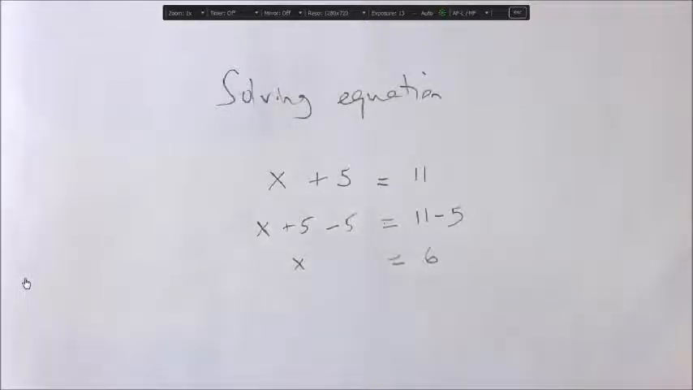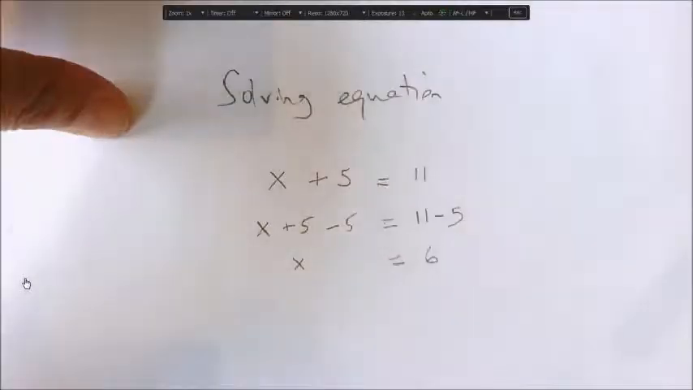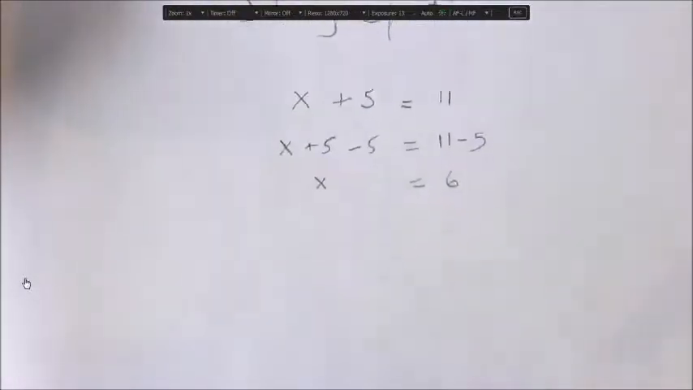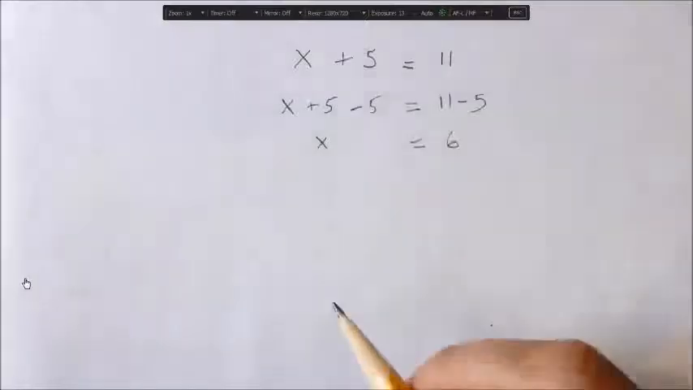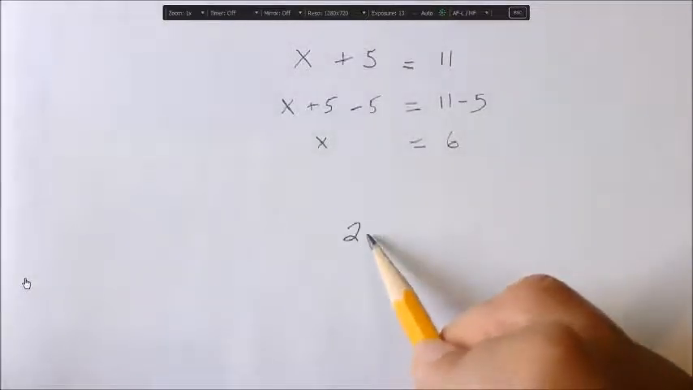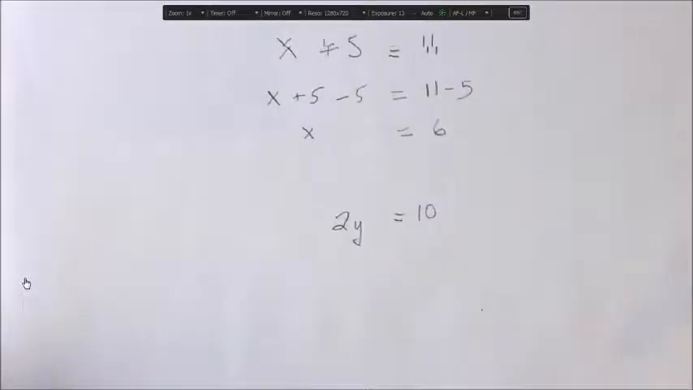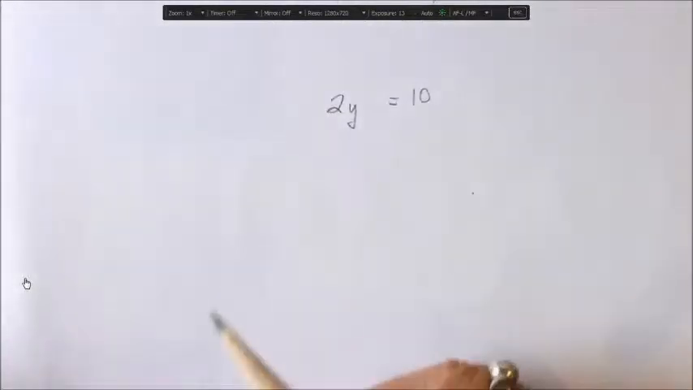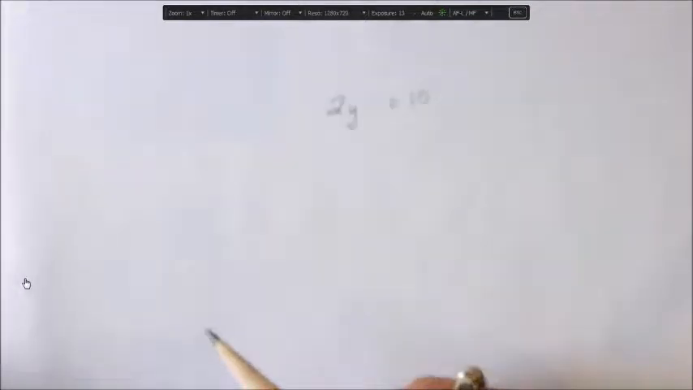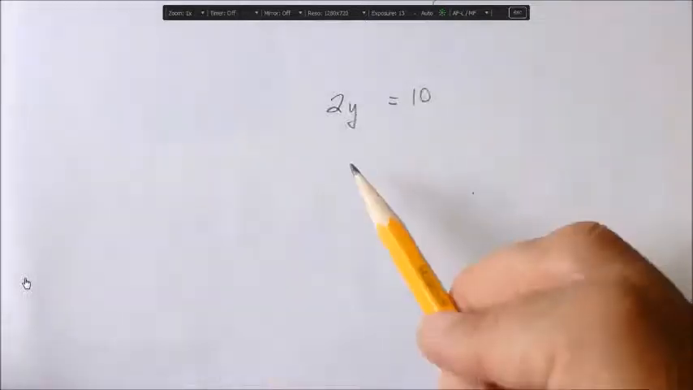So this is the simplest kind of equation. It's called a one-step equation. All we had to do was subtract 5 from both sides. Other one-step equations might have to do with dividing or multiplying. So let's say, for example, we have, I'll use a different variable, 2y equals 10. So 2 times something equals 10. You could probably do that in your head and know that 2 times 5 is 10, so y is 5.